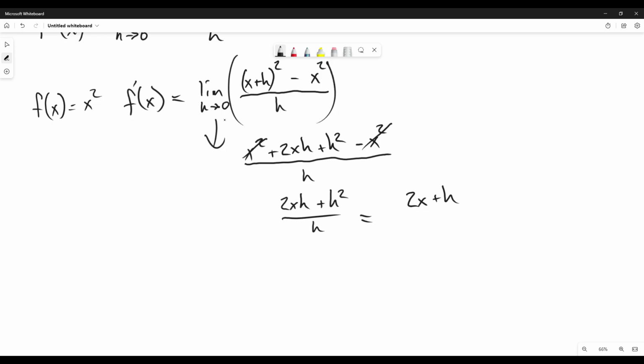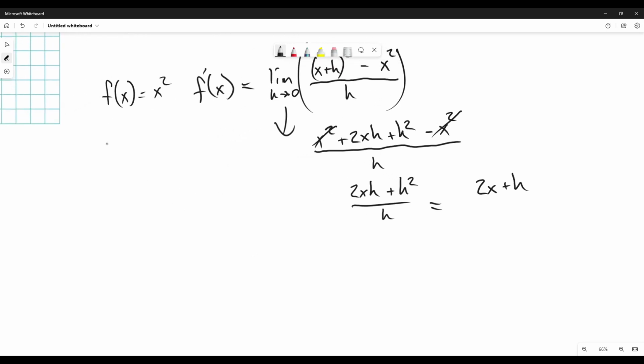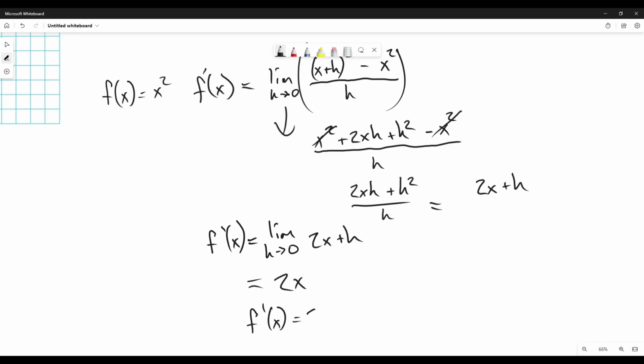Now, that's just this part. So we have to remember we still have this limit. So let's bring it over here and rewrite it real quick. F prime of x equals the limit as h approaches 0 of 2x plus h. So to solve for the limit as h approaches 0 of this function, as h approaches 0, this function equals 2x. So you can assume f prime of x equals 2x.